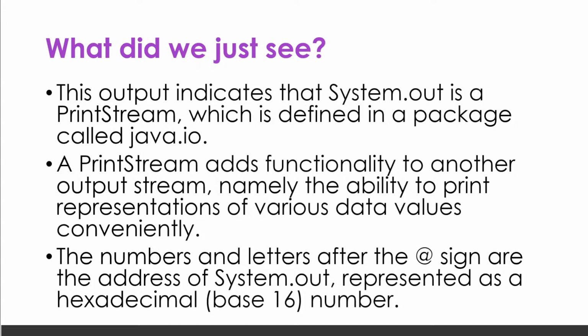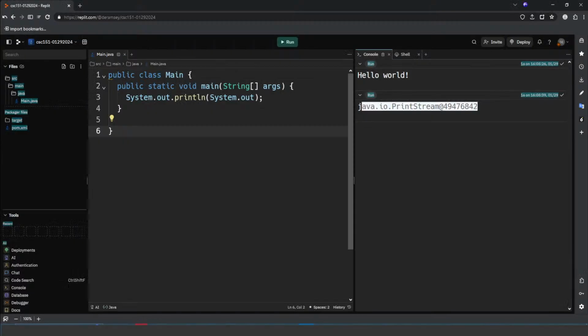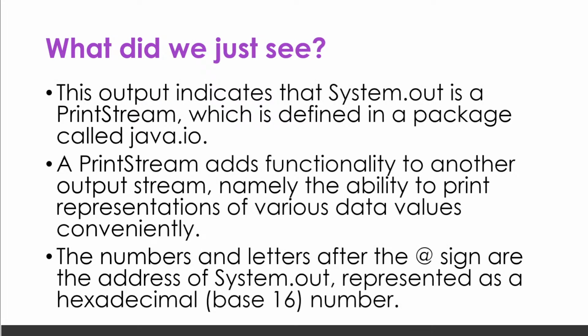So the ability to print values. The numbers after the @ sign are the address of System.out, represented as a hexadecimal, base 16 number. And that's the @ symbol that is right here. We have this base 16 hexadecimal number. That's the address of System.out in the environment. So it's just something that's interesting.